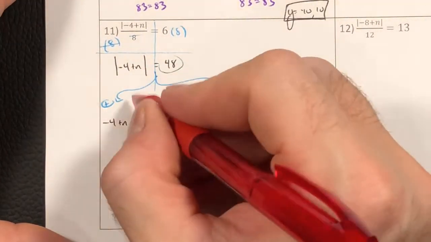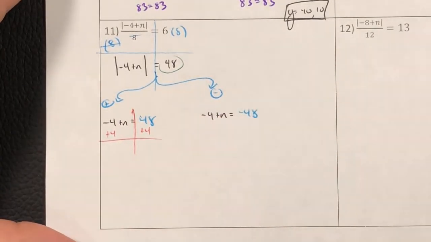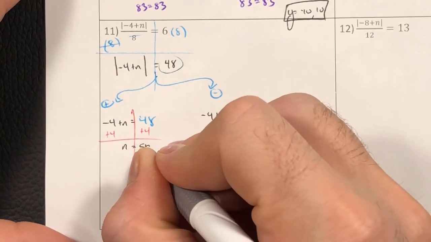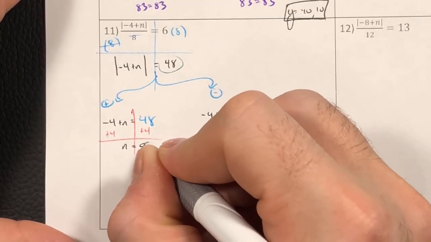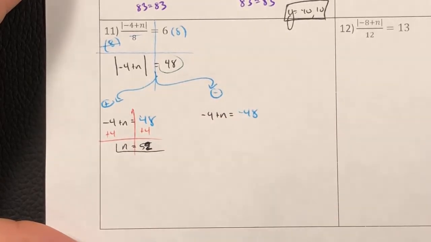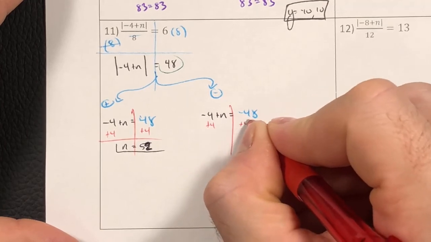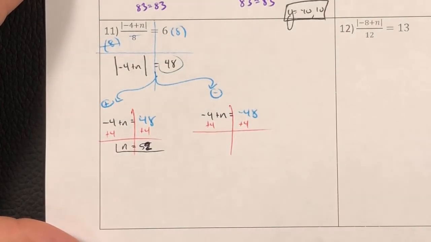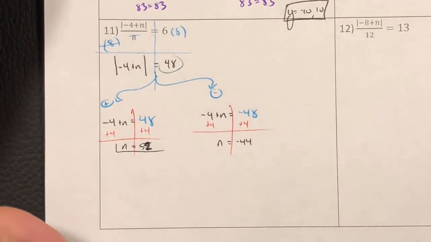Once I get those two, just add the 4. Over here, I'll get n is equal to 52. 52, not what I just wrote. It's 52. Over here, when I add the 4, that's a negative 48. So when I add 4, it becomes a negative 44. Perfect.